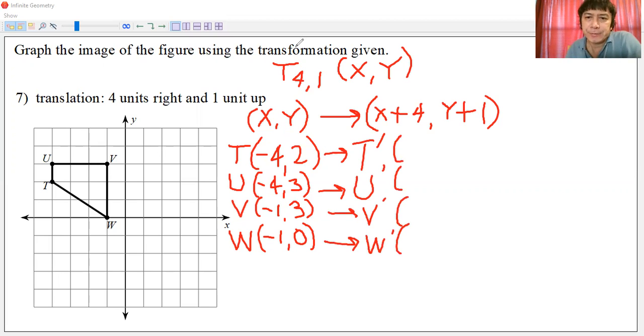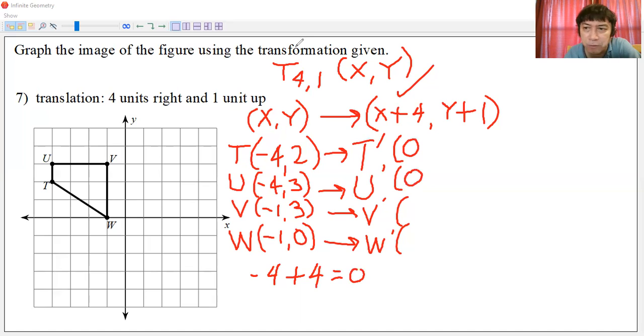Okay. So for the X values, we will add 4. So let's start with the value of X for the T. It's a negative 4. Okay, that's the X of point T. We're going to add 4. That gives 0. That means this is 0. There. Okay, let's compute all X first. All right. Now, point U is also negative 4. So that will also result to a 0.